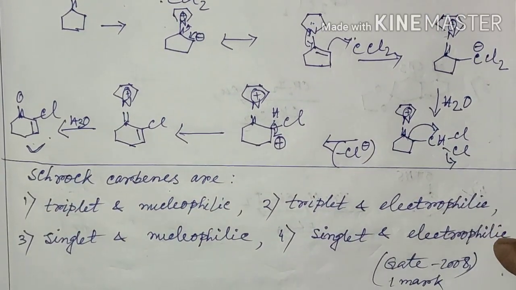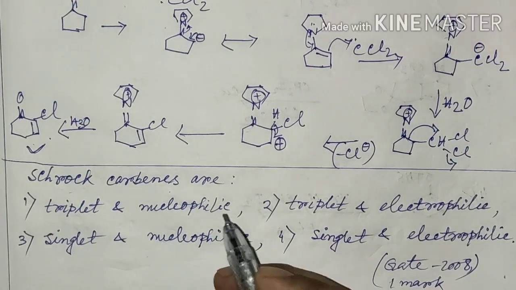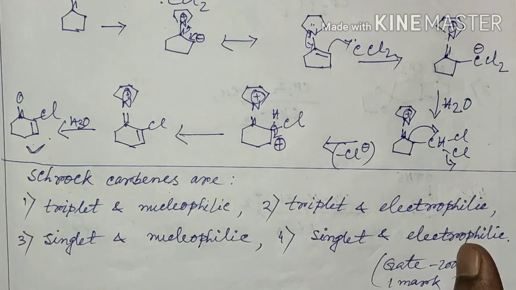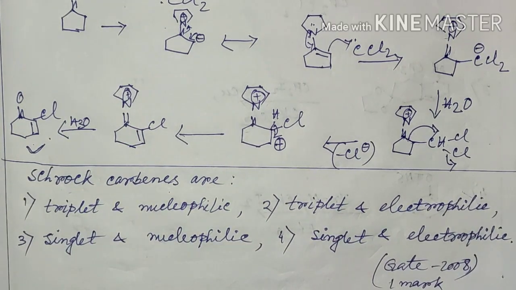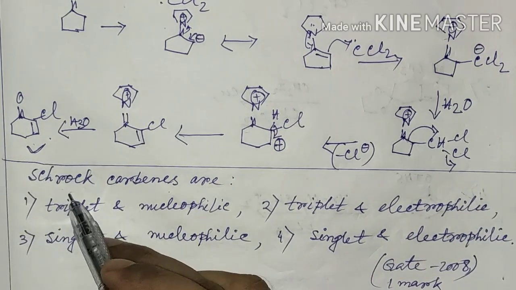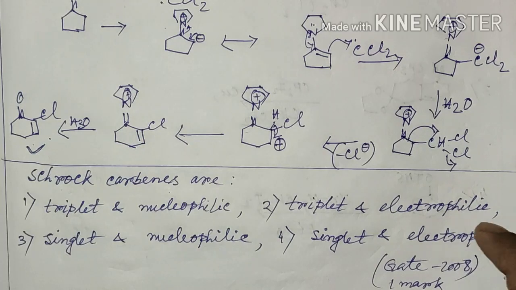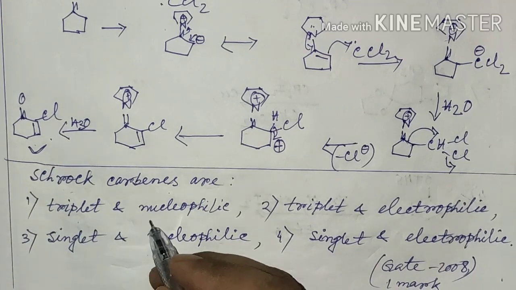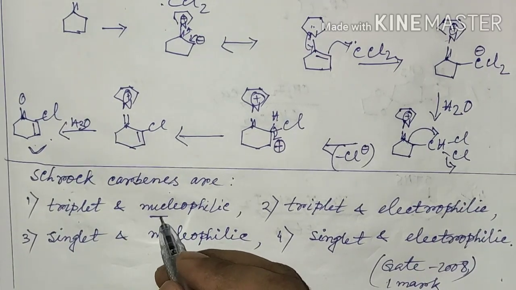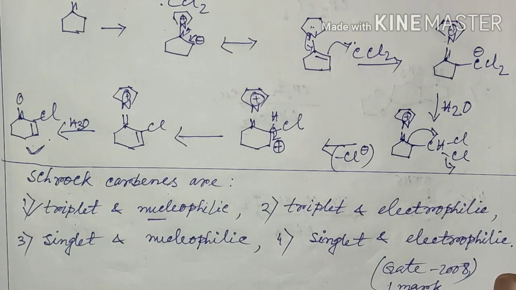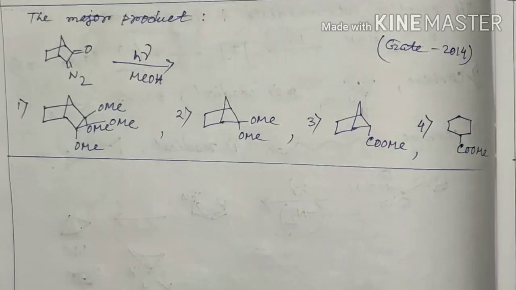The next question is a very straightforward question, and to know the detailed solution of this question, please see my previous video on carbene chemistry. It is asked that we have to tell about the nature of Schrock carbene, and it is well described in my previous video. That is, the Schrock carbene is triplet in nature and it is nucleophilic. So the first option is correct. Now let's see the last question of this discussion.